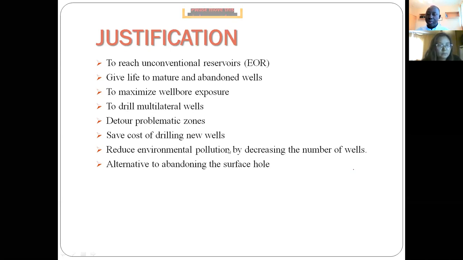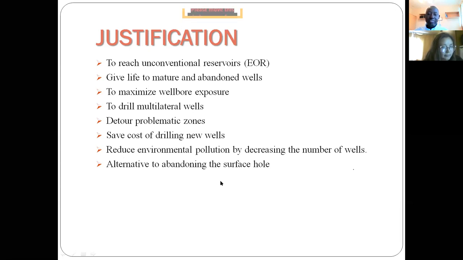Reduce environmental pollution. Here we reduce the environmental pollution in such a way that we reduce the number of wells in the field, right? From one particular well, we can drill into several formations. And this is more practical when we're talking about offshore drilling. We know that in offshore drilling, mostly all the wells are directional wells, and we drill multilaterals from the platforms or from the wells.